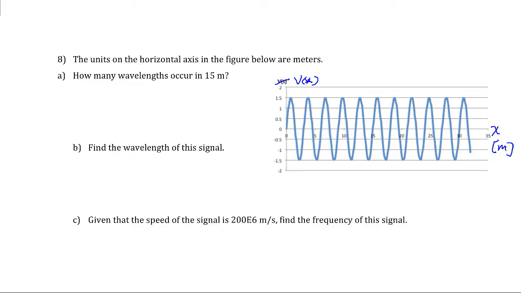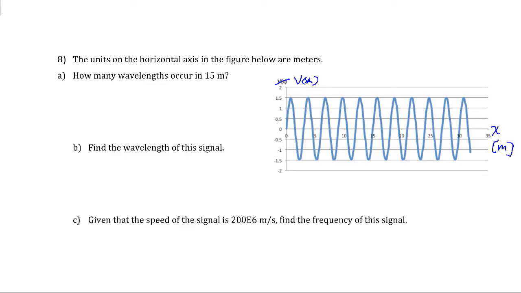And it asks how many wavelengths occur in 15 meters. And so I can see that in x in meters, this is what you would get if you used a camera to take a picture of this wave, where in your camera view you have distance in the horizontal direction. So it says how many wavelengths occur in 15 meters?